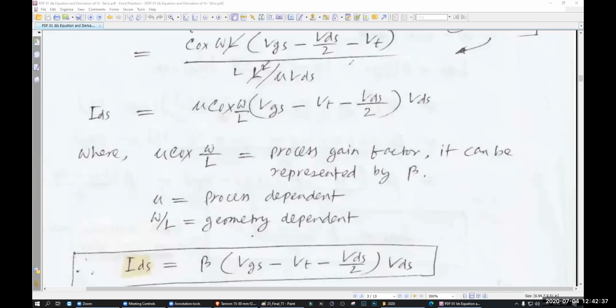Wait a bit, okay. Now process dependent means, what do you mean by process? Process is the making. What is mu here? Mu is material dependent, right? What material you are using, what process you are using, that will depend on that. W and L, this is the geometry. Geometry means in what size you want to make it.